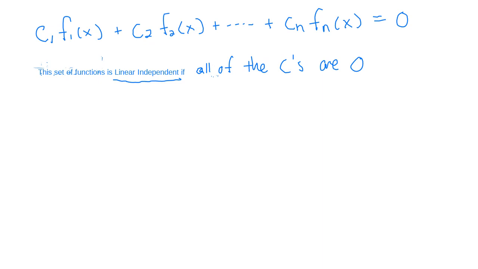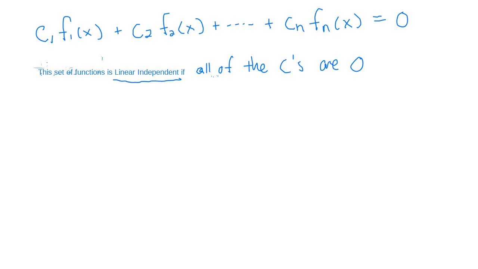This is kind of confusing because in the book, they state their definition in terms of linear dependence, and they basically reverse this entire definition. So follow this definition, which to me makes the most sense. You have this equation, all of these functions, and all of these c's. If the only thing that makes the left-hand side 0 is all of your c's being 0, then this will be linear independent.